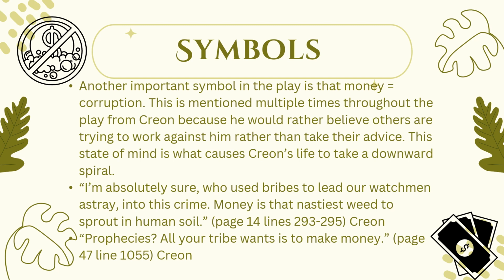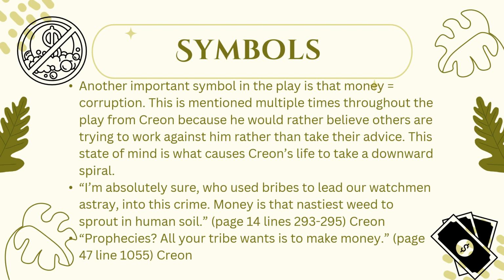One of the quotes was, "I'm absolutely sure who used bribes to lead our watchmen astray into this crime. Money is the nastiest weed to sprout in human soil." This is when the watchmen came back and told him that somebody had buried Polynices. They thought that Creon thought that they were working against him, basically.